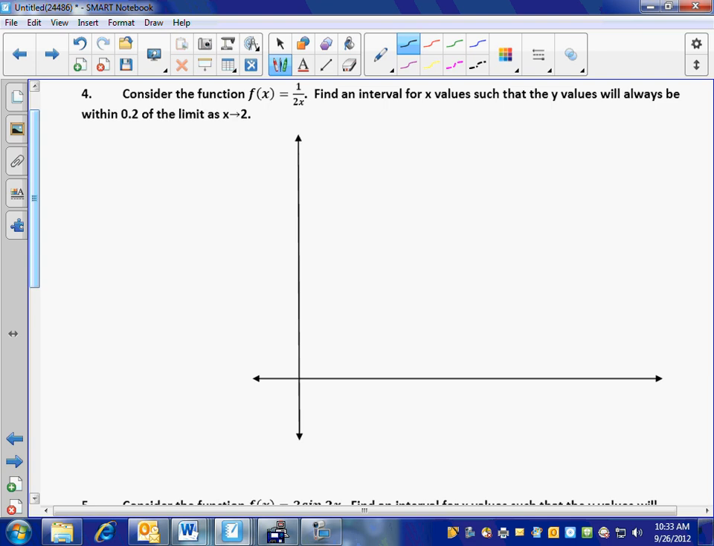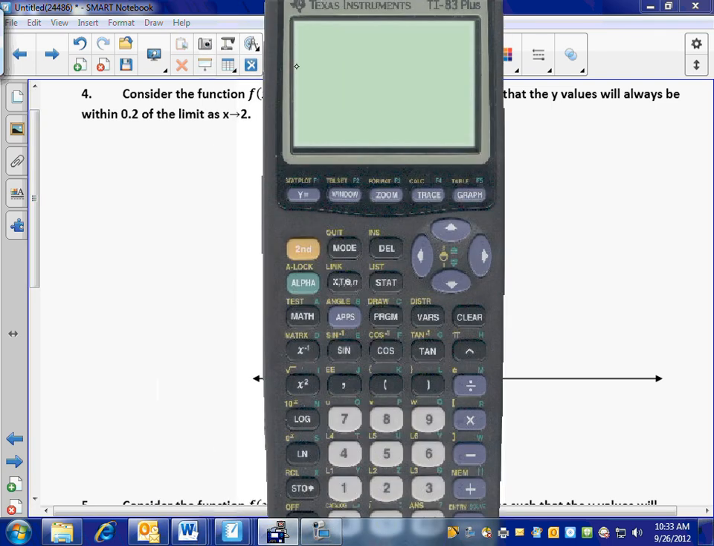So first it says consider the function f of x equals 1 over 2x. Now when you type this into your calculator, make sure that you put parentheses on the bottom. Everybody do that right now, and let's make sure that we have a good picture of what this thing actually looks like.